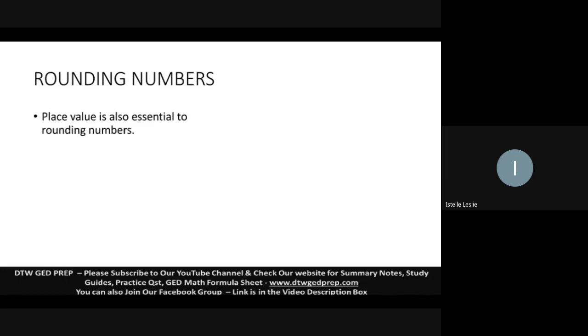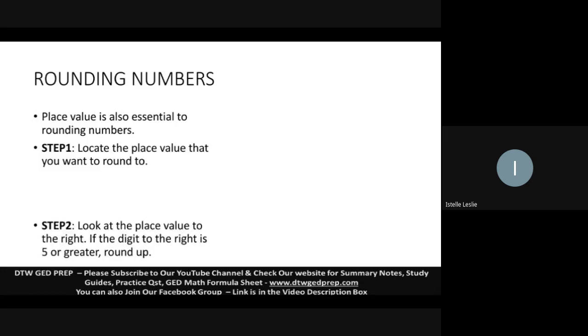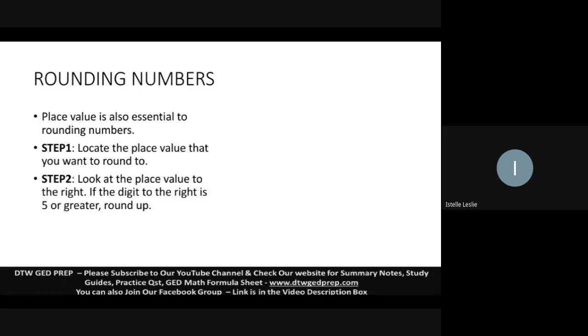Now we also need place value when it comes to rounding of numbers. So how do we round numbers? Now we first of all locate the place value that we want to round to. Then we look at the place value to the right. So if we have located the place value we want to round to, what we now do next is to look at the digits to the right of that place value.